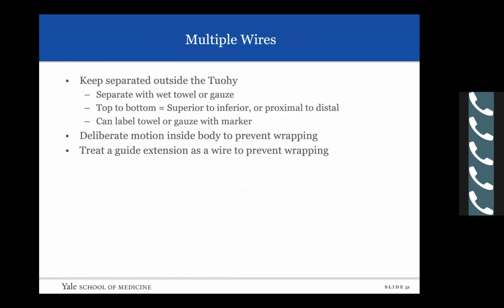Multiple wires, frequently when we have bifurcation lesions or stability wires, we've had three or four. I don't think I've had five yet, but four wires in an artery. You have to keep them oriented and separated so you don't get wire wrap. No spinning inside the guide or anywhere proximal to the lesion because you will wrap the wires. You also need to treat the guide extension as a wire to prevent the wires from wrapping there.